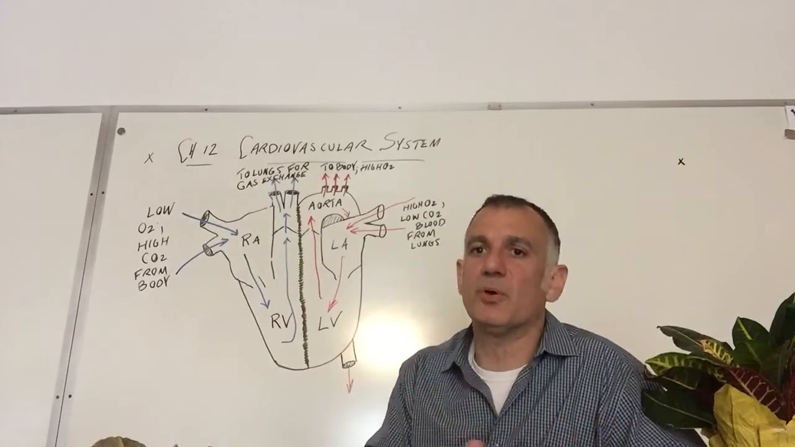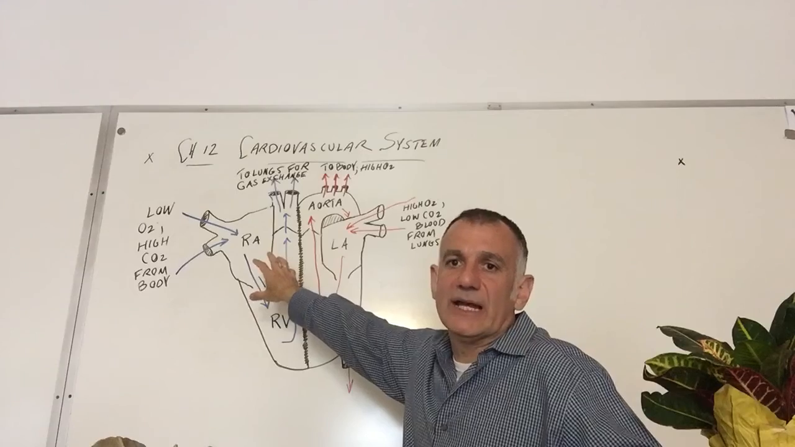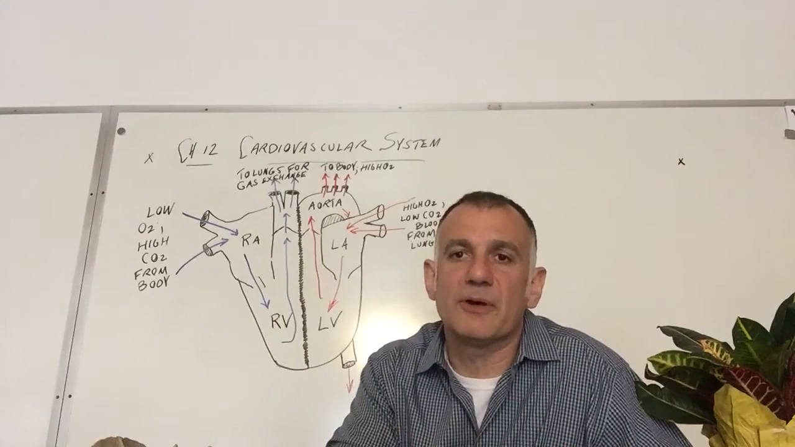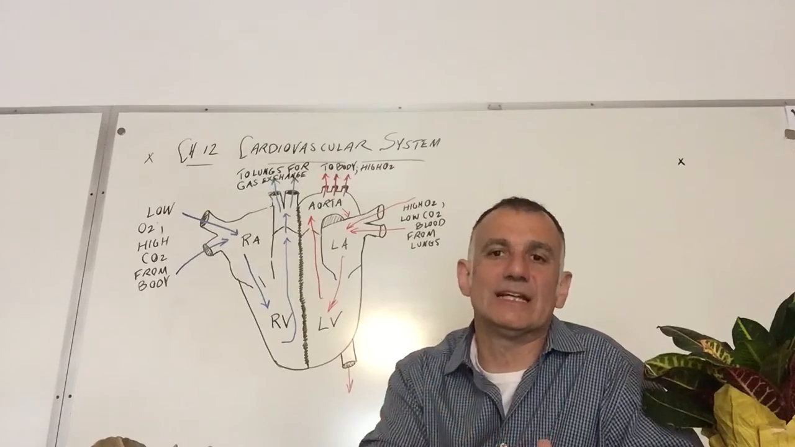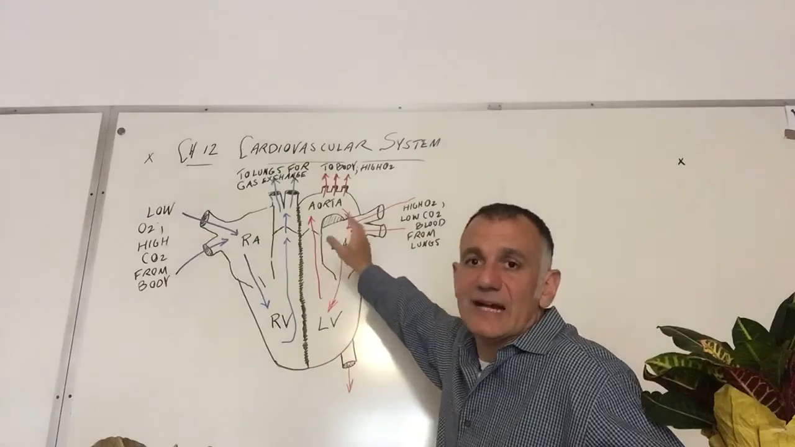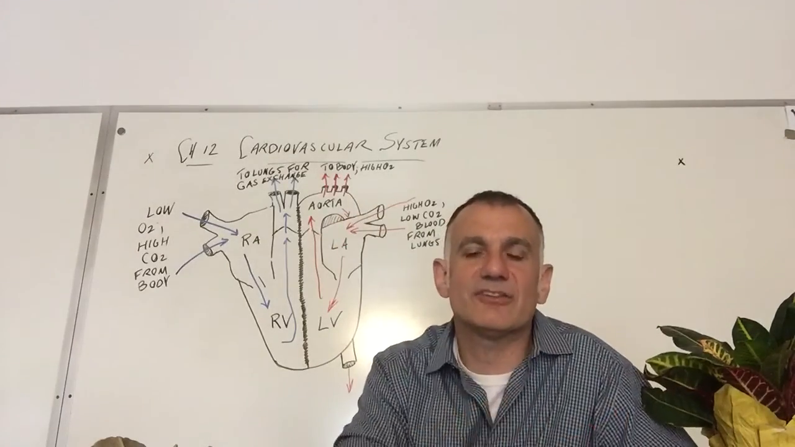Big point. Right side of the heart sends low oxygen blood, high CO2 blood to the lungs so it can get oxygen, drop off its carbon dioxide. It's collecting low oxygen blood from the body. The left side of the heart is collecting high oxygen blood from the lungs, and it's going to send it to the entire body. That's the big point to know.